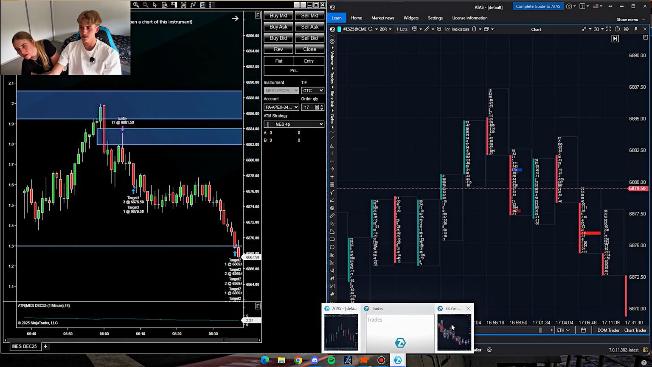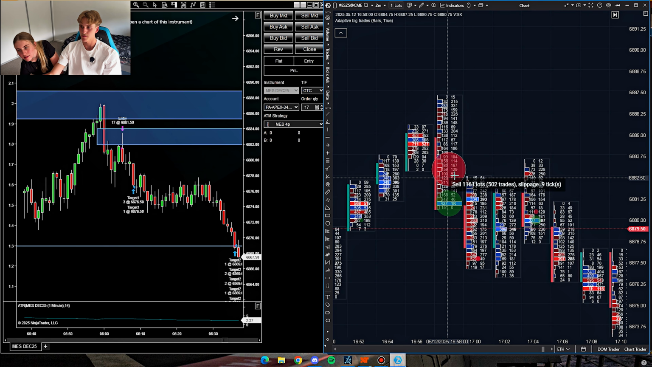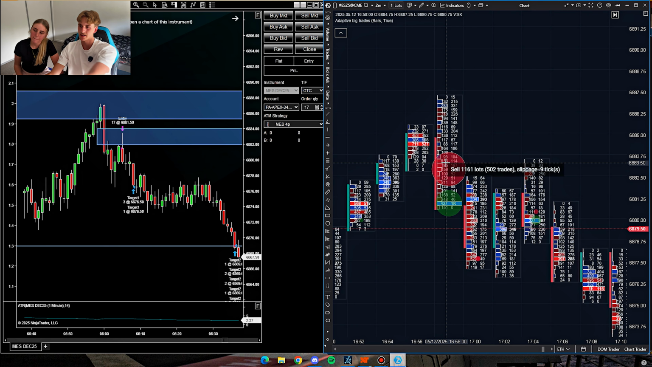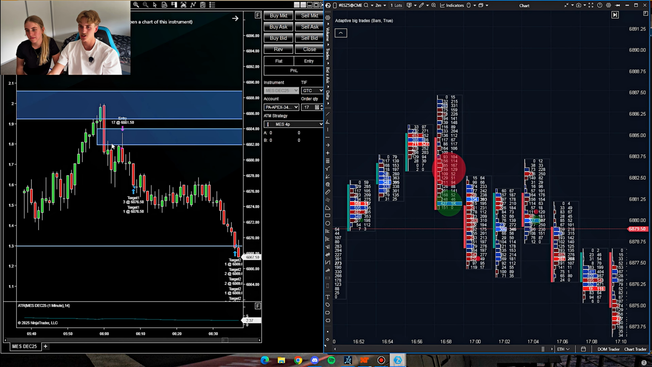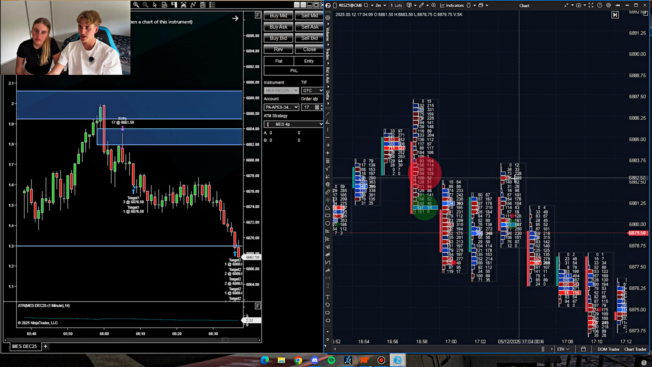If I can bring back up my chart here. Right there, that big red bubble. It says sell 1161 lots, a very large sell order. And then in the moment, it's just dumped immediately. Yes, I remember watching that. And then as soon as we popped back up, buyers came in here.